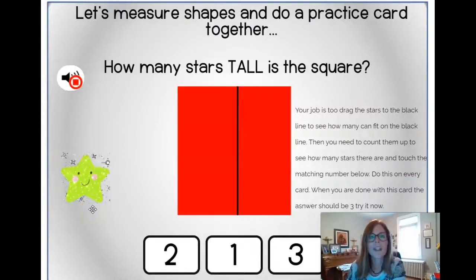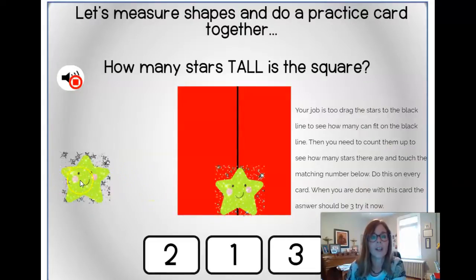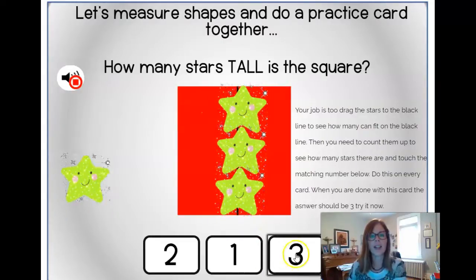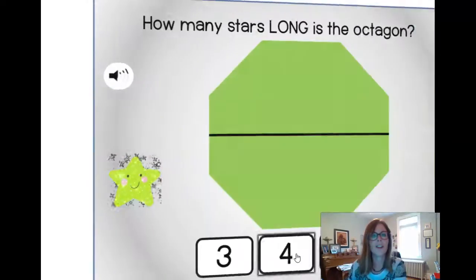Let's measure how many stars tall the square is. Notice we're switching units. We used paper clips before, but we could use stars. Let's try it in the same way. We're going to start the star at the very bottom of the shape, and we're going to line them up end to end so there are no gaps and no overlaps. So what would we say? Our square is about 3 stars tall.